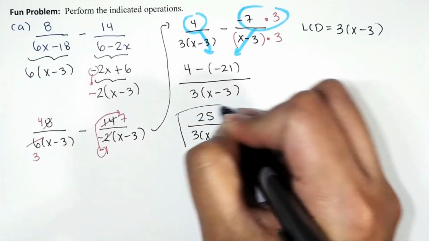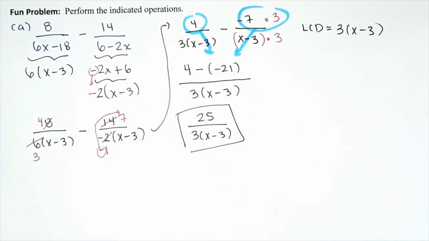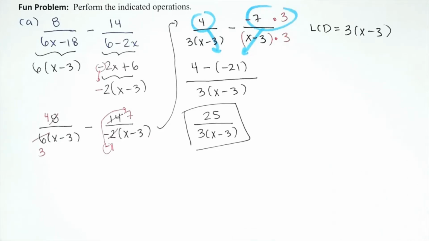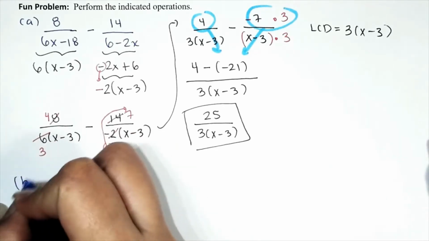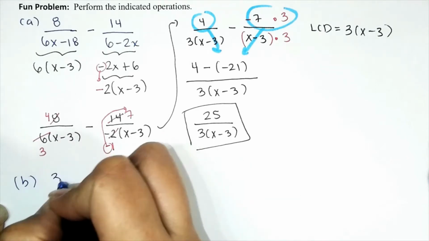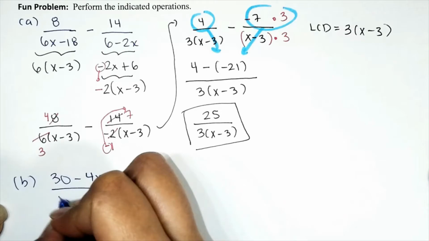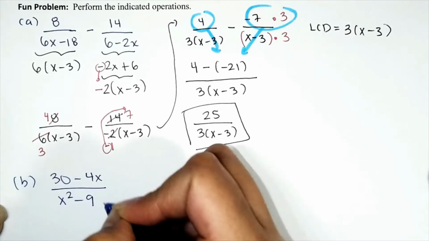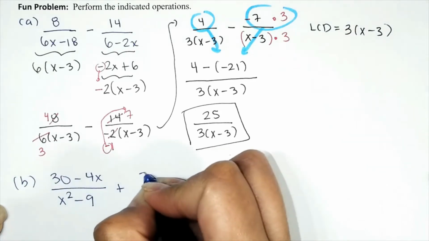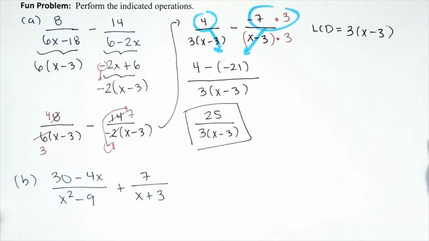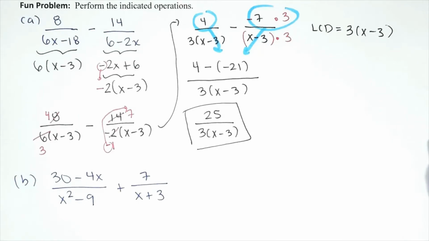Okay guys, so I said we were gonna do 3 problems. This was our first problem, so we have 2 more. Problem B, we have 30 minus 4x over x squared minus 9. Let's go ahead, add to it 7 over x plus 3. Fantastic. Okay, so again, pause and rewind as many times as needed.